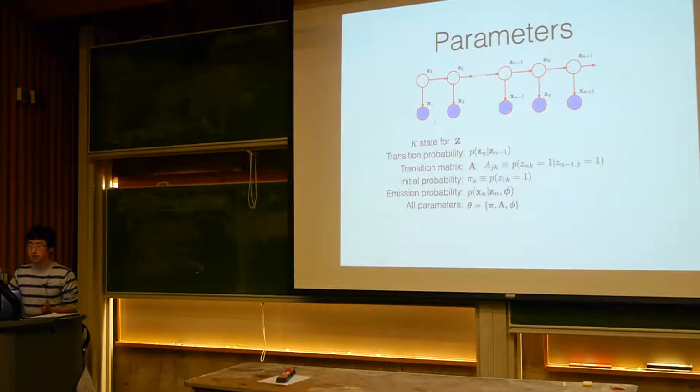The most important part in the hidden Markov model is that the latent variables are discrete. When they become continuous, it becomes another model, called the Kalman filter, and the derivation is more complex. So we will focus on the case where the latent variables are discrete. So here are all the parameters. Pi is the initial probability of z1. A is the transition probability among the states. And phi is the parameter of the emission probability. It can be Gaussian, it can be multinomial.